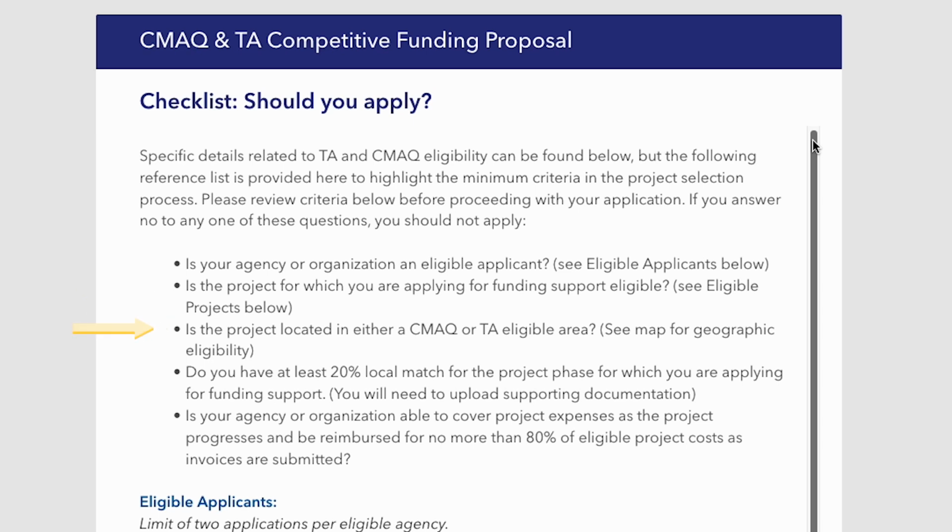Do you have at least a 20% local match for the project phase you're applying for? You'll need to upload documentation for proof. And finally, can your agency cover expenses up front, knowing you'll be reimbursed later for up to 80% of eligible costs? If you can answer yes to all these questions, you're good to go.